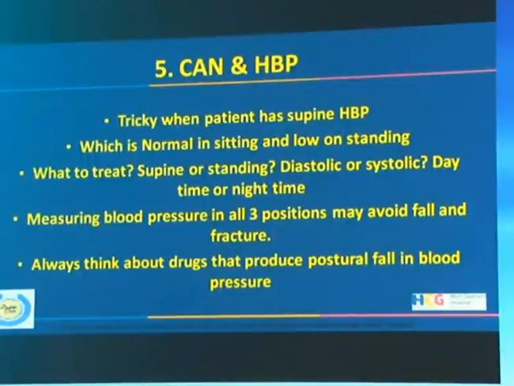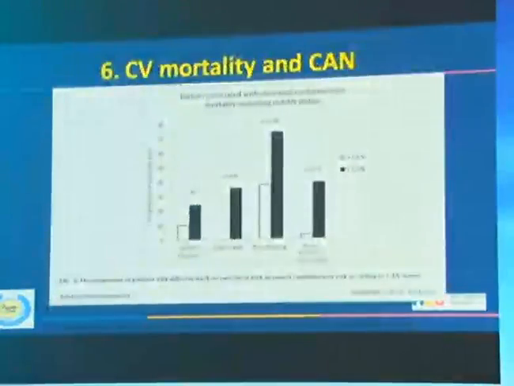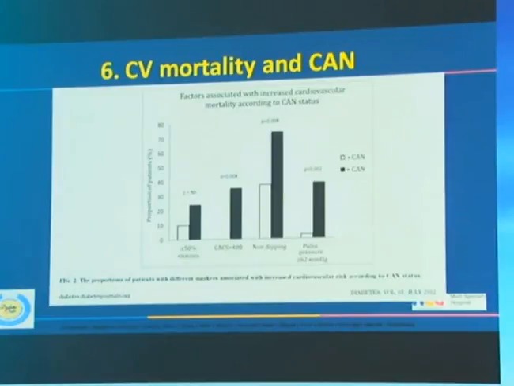This is very important: CAN and hypertension. Remember, a couple of studies have come out which show, and you can also understand, that initially in cardiac autonomic neuropathy there is parasympathetic disruption, so there is sympathetic overactivity. In a normal person, at night parasympathetic activity is predominant, the sympathetic system goes down, and therefore there is a fall in blood pressure. You always expect a dipping in blood pressure during night.